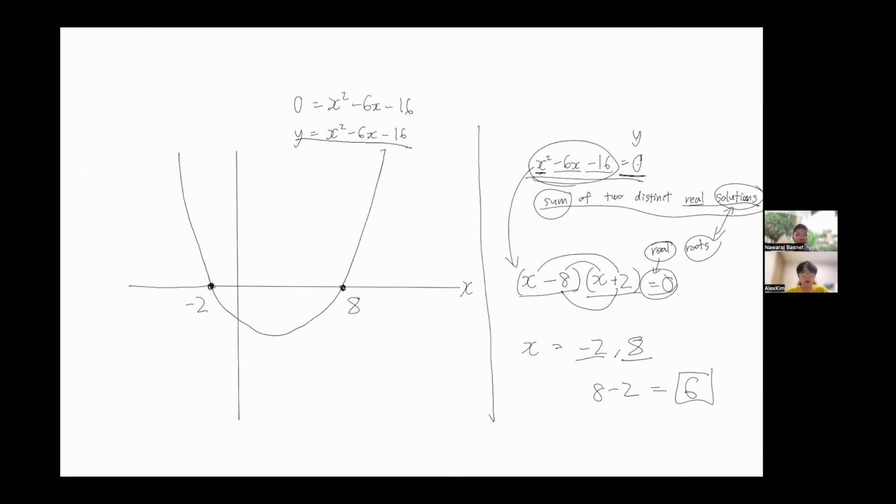Yes, sir. And then we drew the bottom one with a y. So the real solutions to this equation is when y is equal to 0. So we are finding x-intercepts. Yeah, that's exactly it. So when y equals 0, so when we find the x-intercepts, that will be the real solutions. Did you understand? Yes, sir.